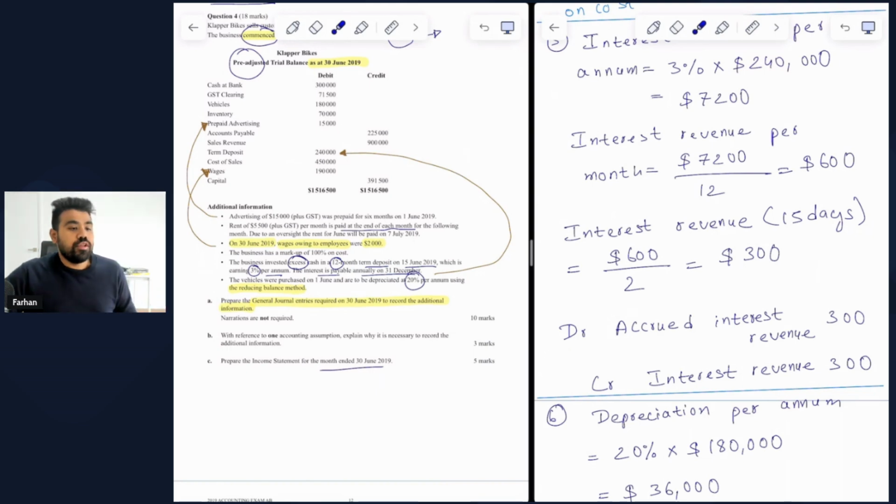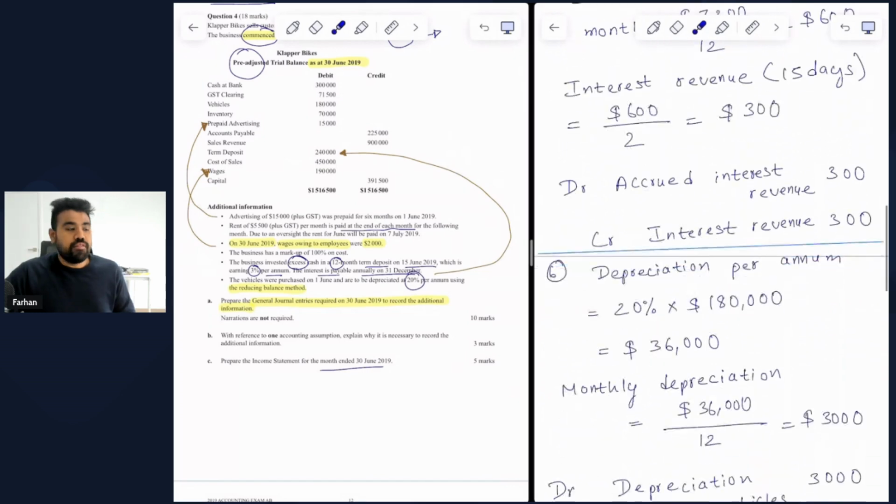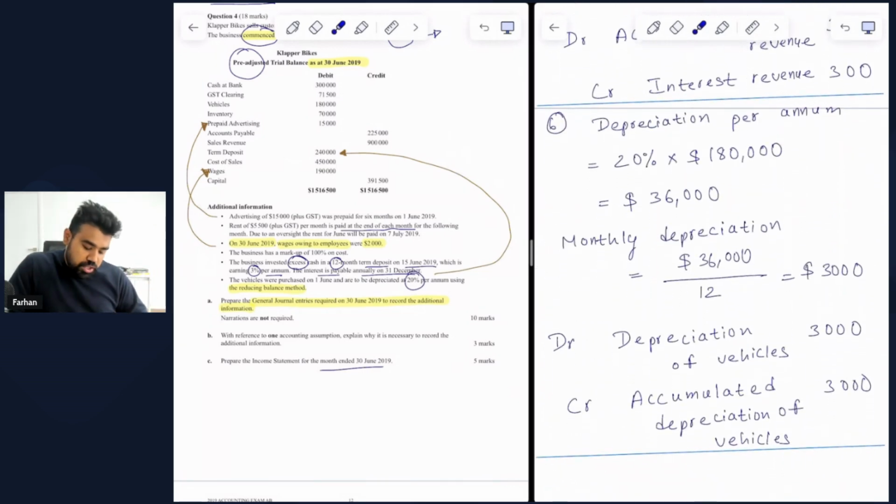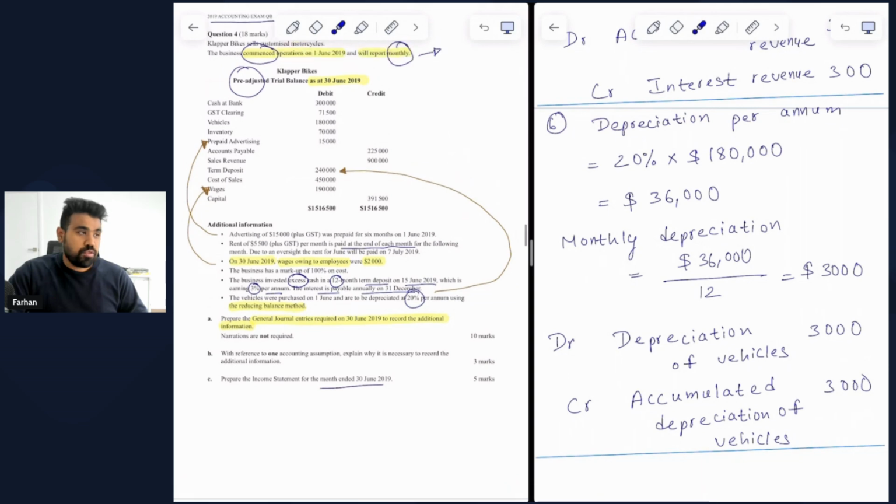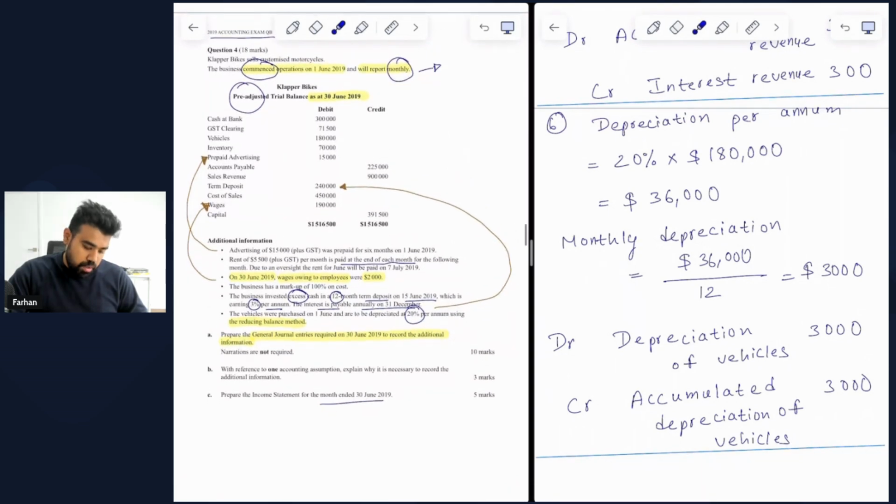Next, we're going to look into the last additional information that we have. The vehicles were purchased on 1 June, which is when the business commenced, and are to be depreciated at 20% per annum using the reducing balance method. All right. Now, if I want to find the depreciation in the first year of usage for this vehicle that we're talking about, the balance is given in the trial balance as $180,000. So that is what we have paid to purchase the vehicles.